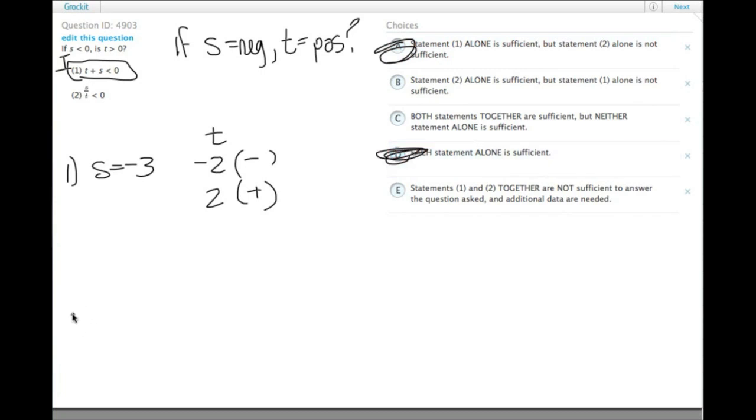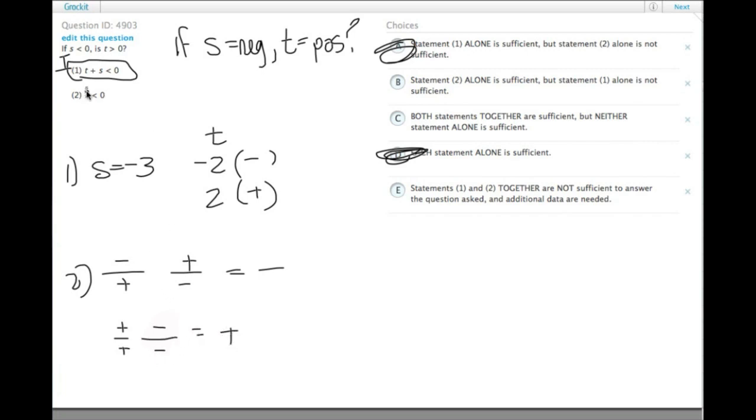Statement 2 tells us that s over t is less than 0. Remember that the only way you can get a negative fraction is if you have negative over positive or positive over negative. That equals a negative number. Positive over positive, or negative over negative, those equal a positive fraction.